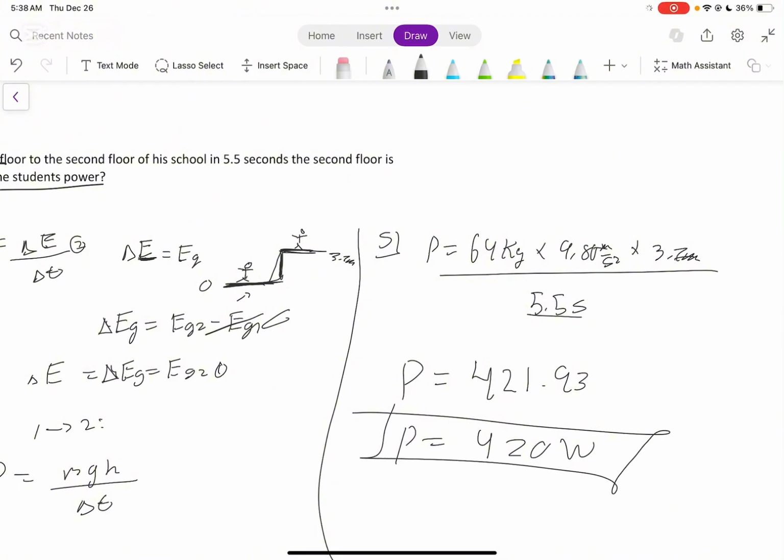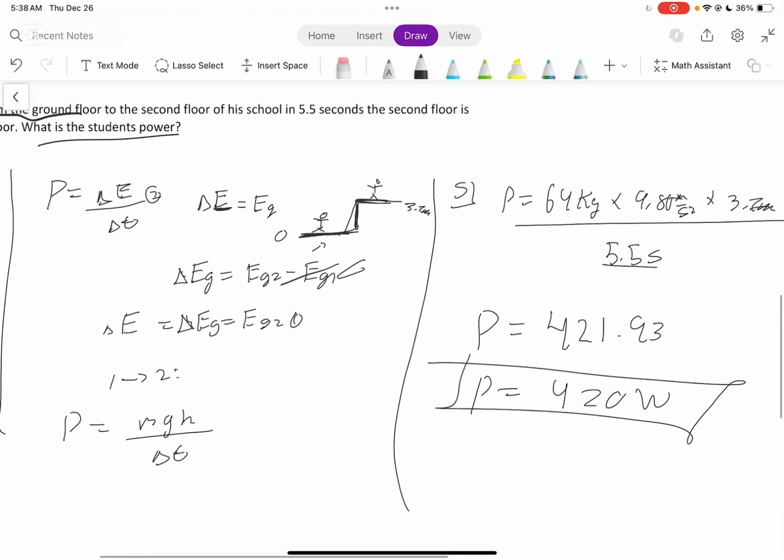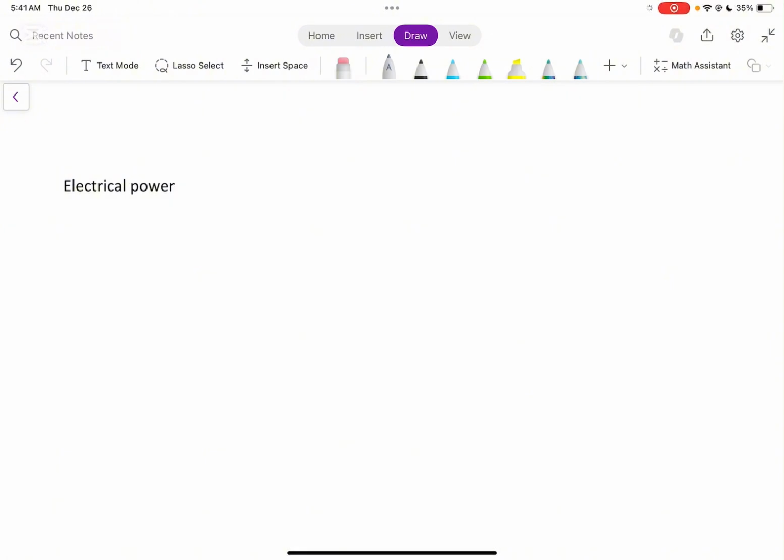And that's basically just the first section of how we can use power with energy. The next part we're going to talk about is electrical power and how that's really used in our physics unit. Okay, now we're going to be looking at electrical power. Well, what is electrical power? Electrical power is basically just power, but in electronic devices.